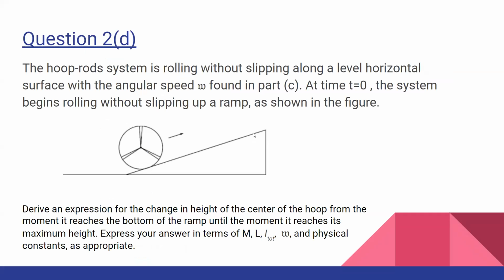Okay, now we have this wheel, the same wheel as the one we were trying to calculate, and it's moving without slipping along a level horizontal surface. At time t equals 0, let's say, the system begins rolling without slipping up a ramp, and we are trying to derive an expression for the change in height at the center of the hoop from the moment it reaches the bottom of the ramp until the moment it reaches its maximum height. Express your answer in terms of m, l, I, omega, and other physical constants.